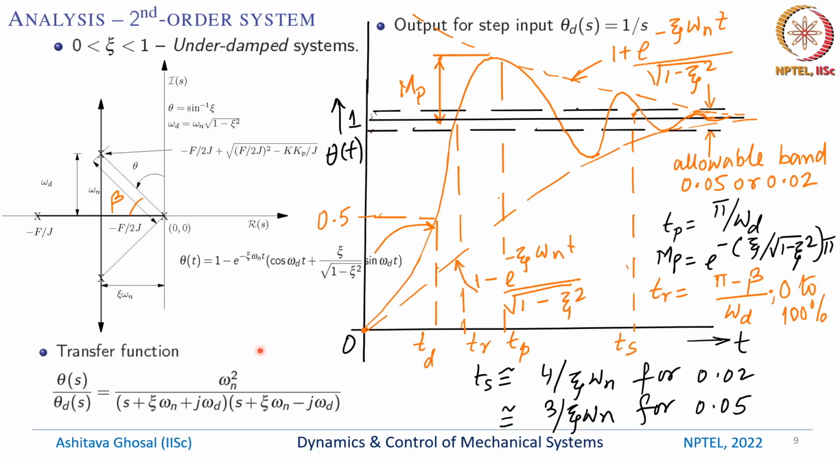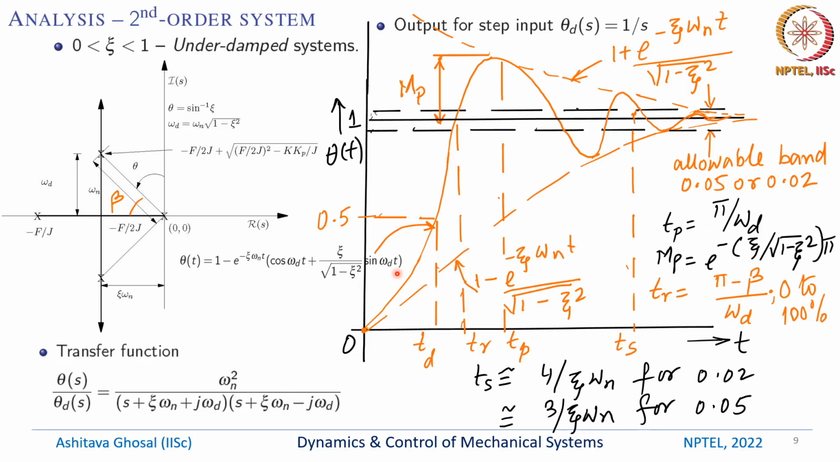So we want to find out what is theta of t for theta d of s as 1 by s. So we write theta of s is equal to omega n square divided by this, into 1 over s, and again we do partial fractions, and then we find the various terms when we do the inverse Laplace transform. So it turns out that we will get theta of t as 1, some constant term, then there will be e to the power minus psi omega n t into cos omega d t plus psi divided by square root of 1 minus psi square sine omega d t.